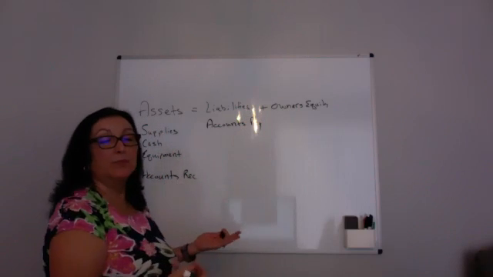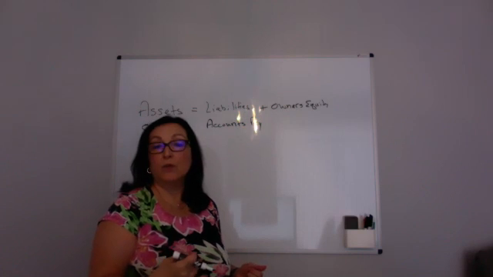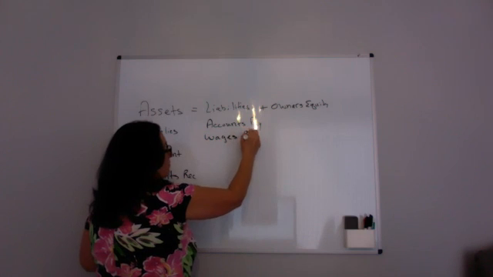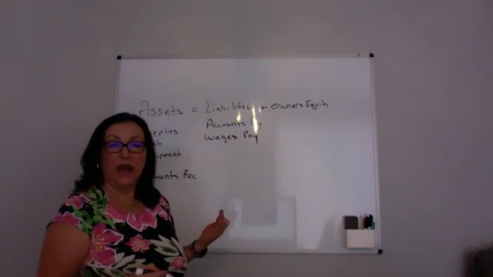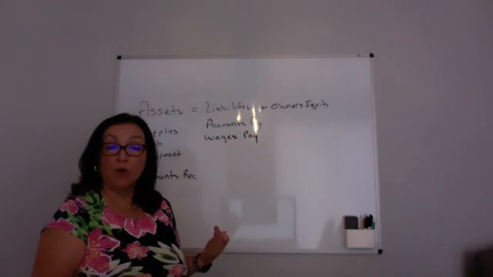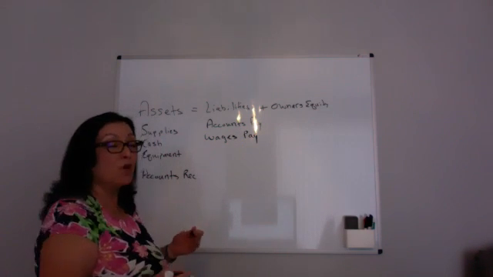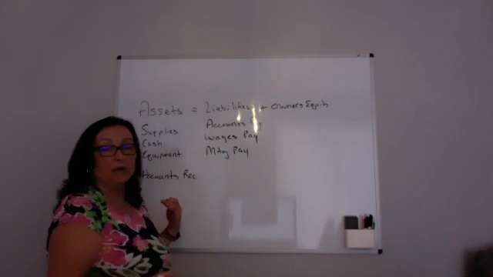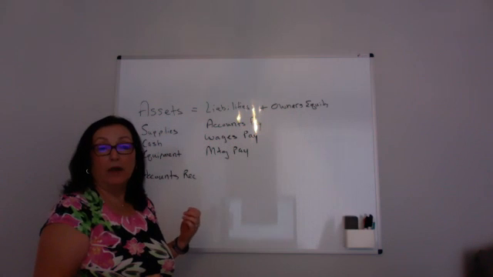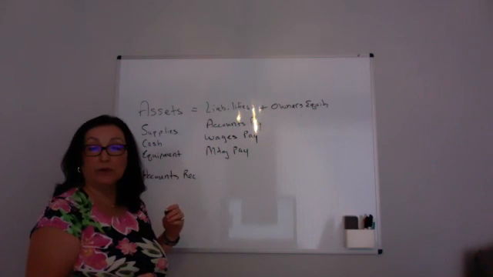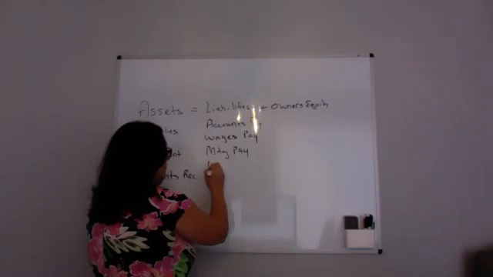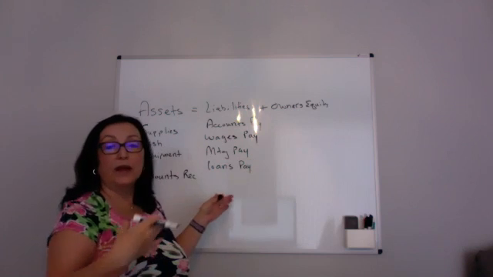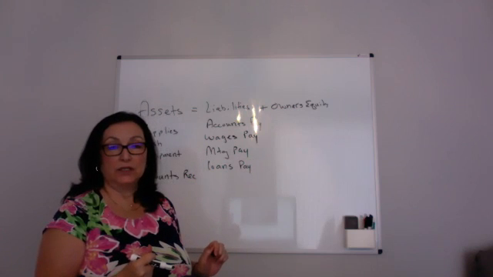If we owe our employees and we haven't paid them yet, then we could have wages payable. If we own a building and we have a mortgage on that building, we may have mortgages payable. And we may also have a loan from the bank to purchase our equipment. So we may have loans payable. And remember, these are all items that we have to pay to an outside entity.